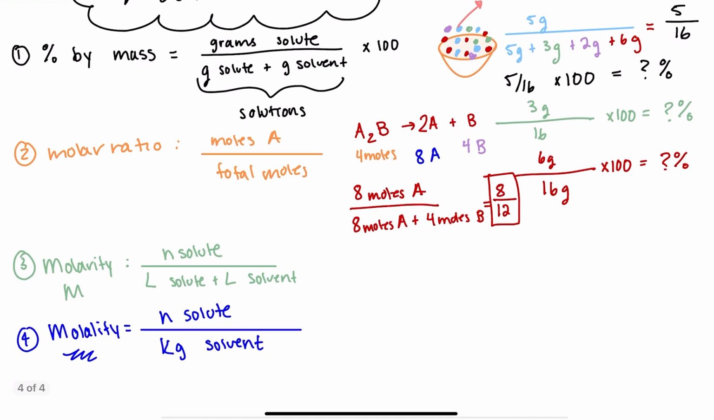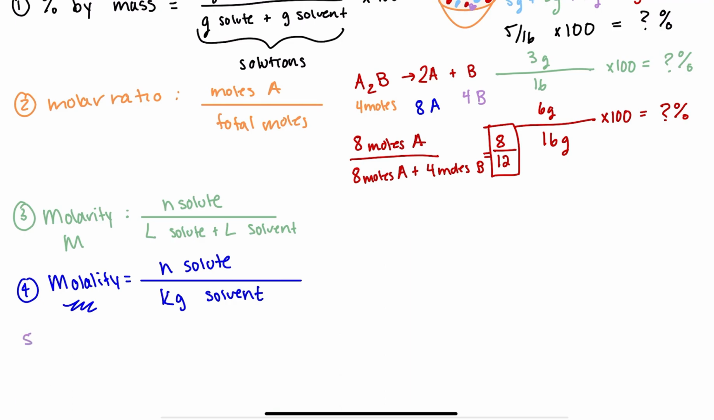And then lastly, we do have density, right? So if you remember from Chem 1, density is basically mass of solution over volume of solution.